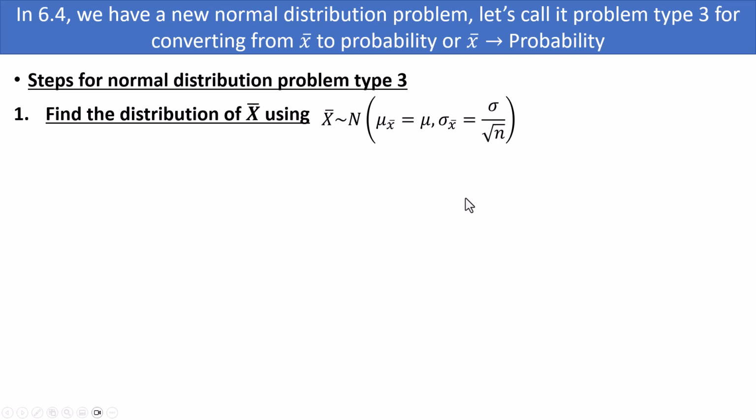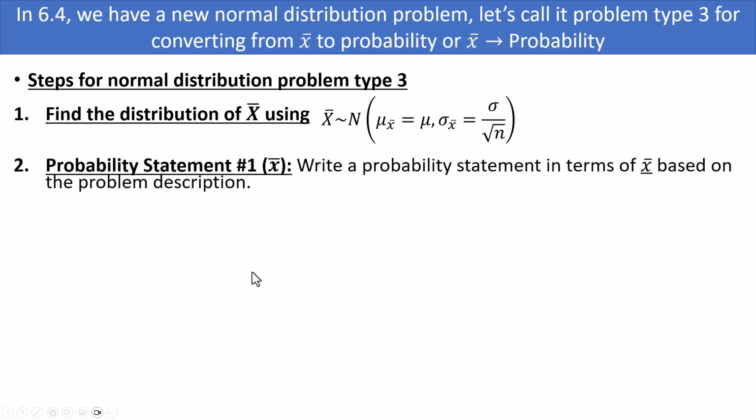And all the remaining steps are basically just a repeat of problem type number 1. So now you're going to write a probability statement, but in terms of x bar, because they would be asking you a probability related to x bar. That's going to look something like this: maybe the chance that x bar is greater than 35, or maybe between two different values. The main difference here is you have to make sure you remember to use x bar, because they will be asking about a probability related to a mean. So make sure you have the bar on your x's here.